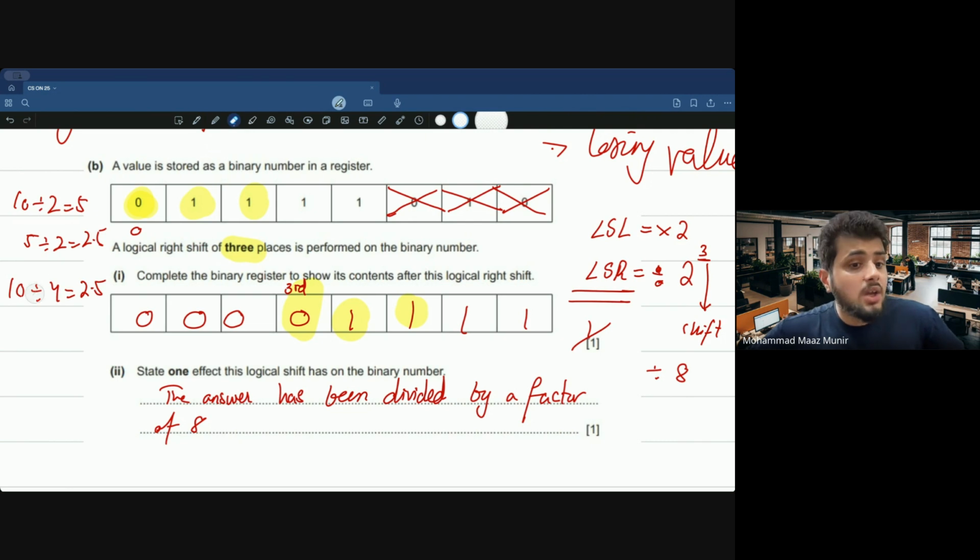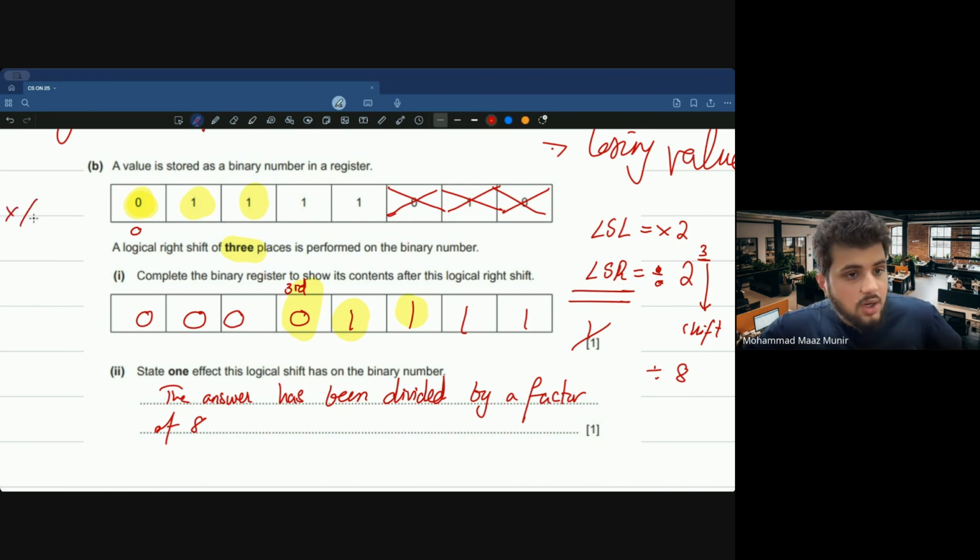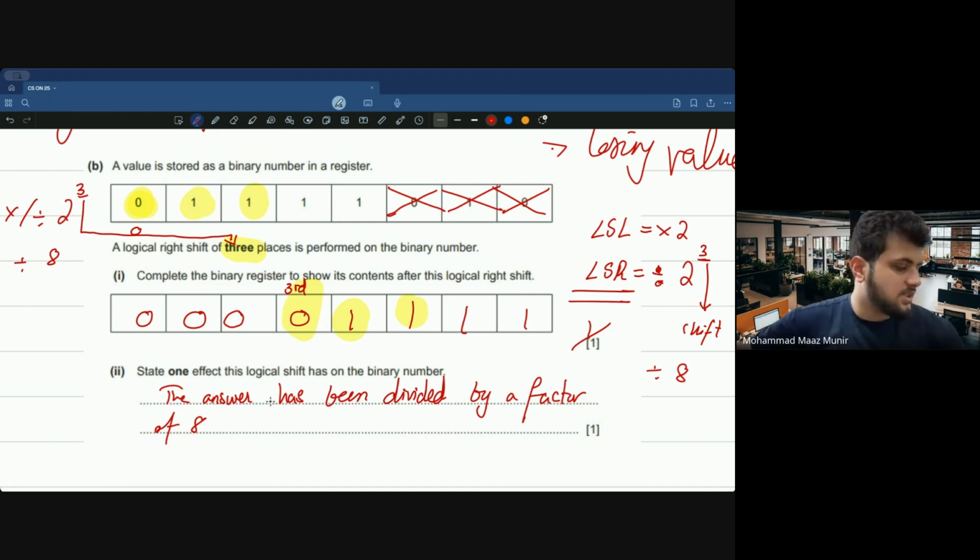But rather than going into all of this concept, it's easier that you memorize this small shortcut, that whenever you need to multiply or divide, do it with this simple formula: 2 raised to the power of the number of shifts. Like you see, the question says there is a shift of 3 places, so 2 raised to power 3 is what? 2 raised to power 3 is basically 8. So I will be dividing it by 8. So the answer will mention that the factor has been divided by 8.